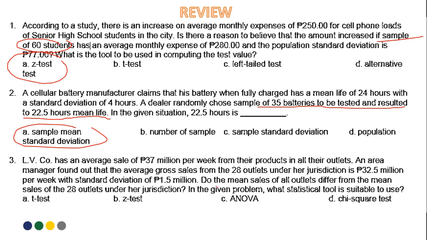Let's see if it is a test. An area manager found out that the average gross sales from 28 outlets under her jurisdiction was 1.5 million, compared with the mean sales of the 28 outlets under her jurisdiction. Very good. The sample size is 28, so we're going to pick letter A, T-test, because our sample size is 28 only.